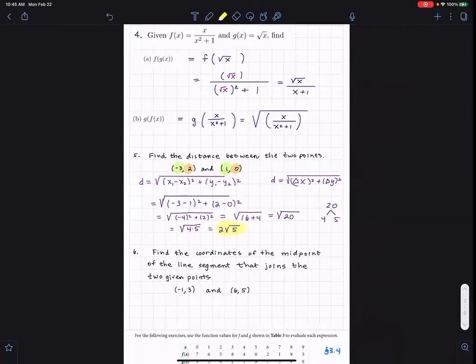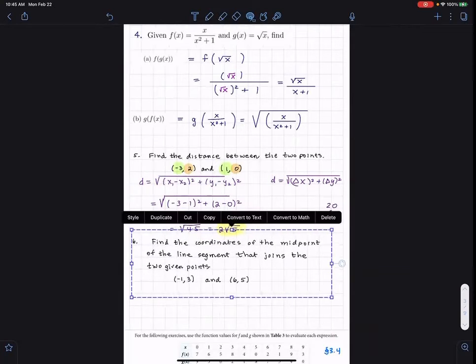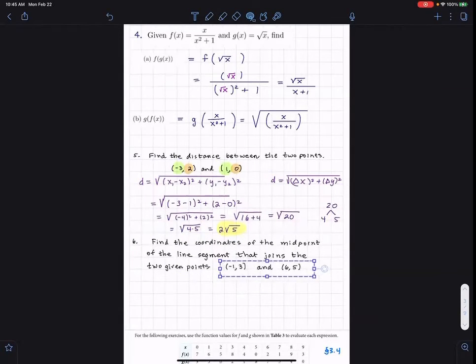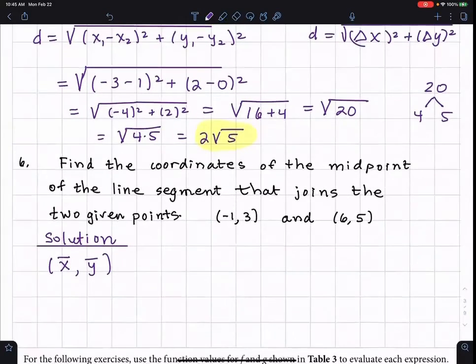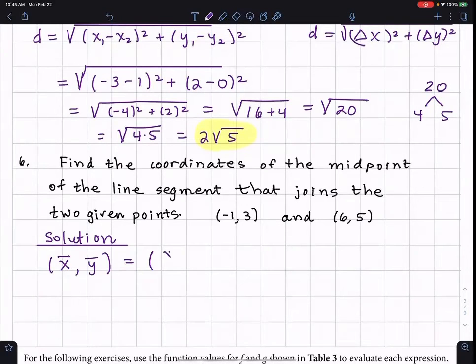The next one, we're going to find the midpoint between these points, -1, 3, and 6, 5. And so we're using the formula. We're going to write the midpoint by putting a bar above: x bar, y bar. X bar and y bar are notation that you'll see sometimes for average. And that's what the midpoint is. It's the average of the x coordinates and the average of the y coordinates.